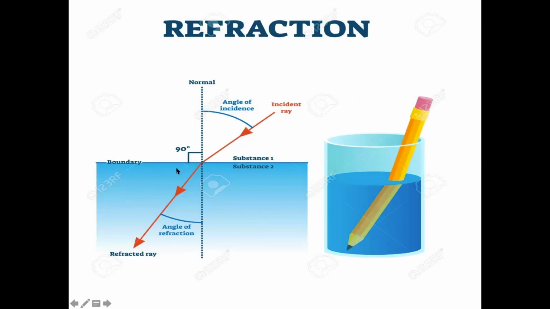This is the normal because the surface is straight, so I've drawn a line straight over here. The angle between the normal and the incident ray is called the angle of incidence. Now when the ray of light is going to another medium, what will happen? It is bending, and it bends down. Then if I draw this extended normal line and make the angle, the angle between the refracted ray and the normal is called the angle of refraction.